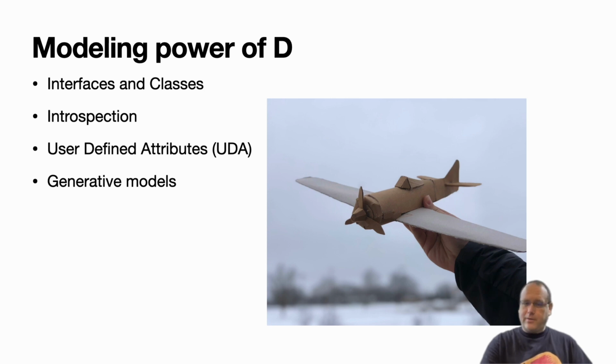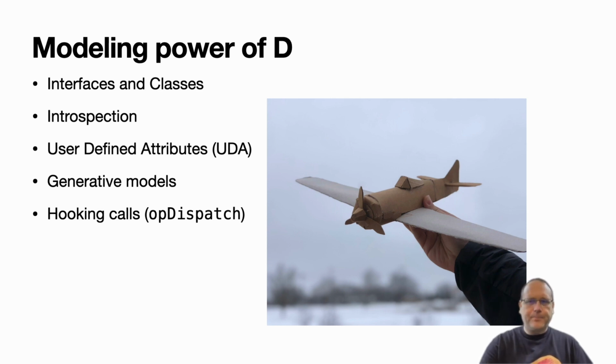And of course, we have generative models. These are models that you use to build more things. You don't use the models directly. You build things using those models. And of course, one of my favorite items that D can do is opDispatch, which allows you to hook any calls that don't already exist.